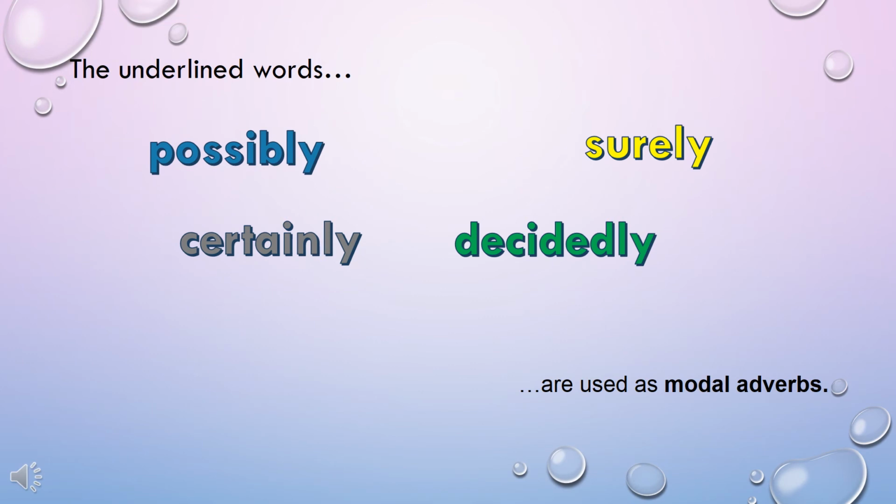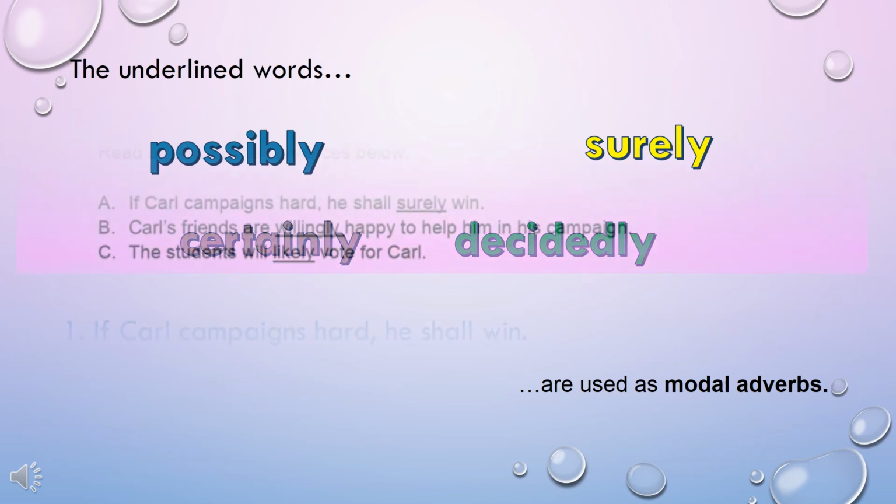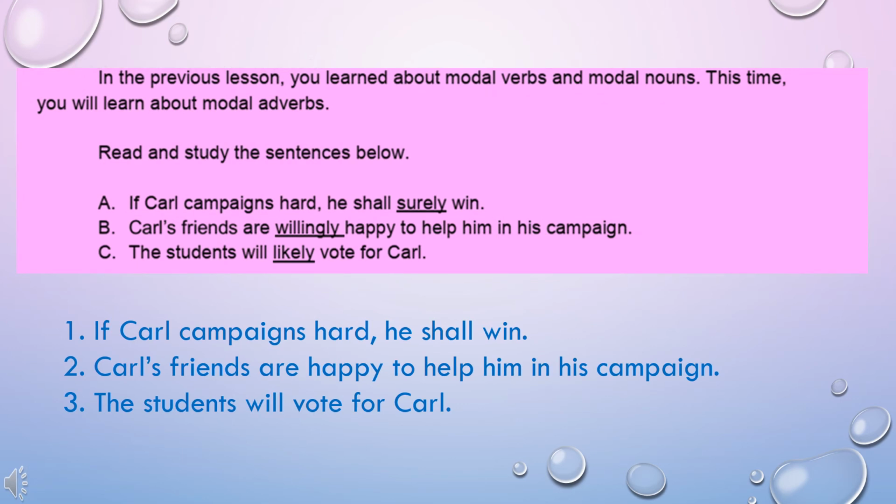The underlined words from the sentences on the previous page, possibility, certainly, surely, and decidedly, are used as modal adverbs. In the previous lessons, you learned about modal verbs and modal nouns. This time, you will learn about modal adverbs. Read and study the sentences below.